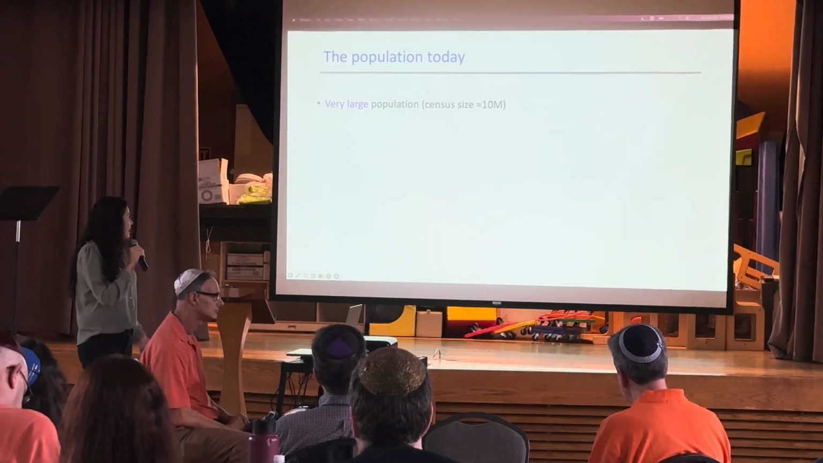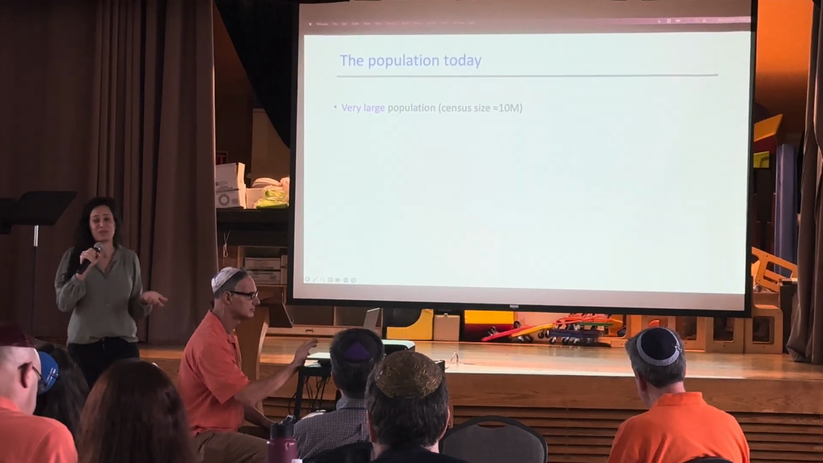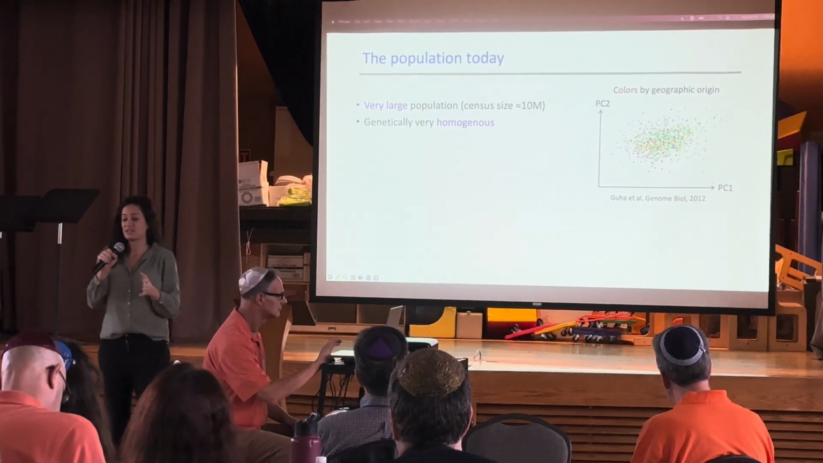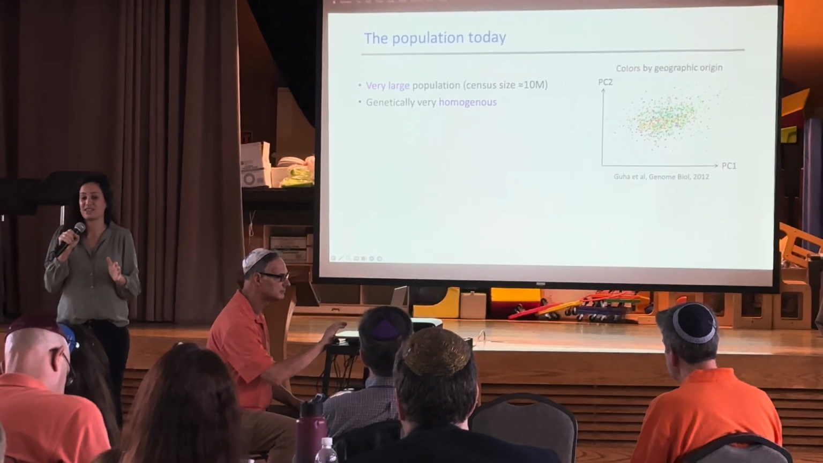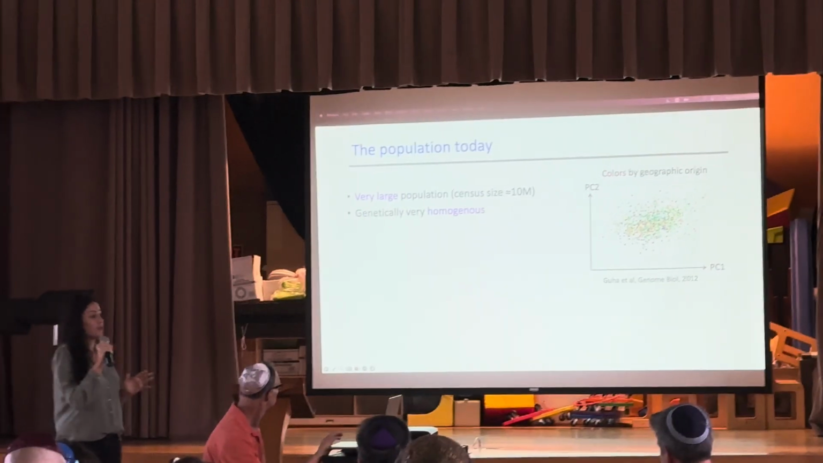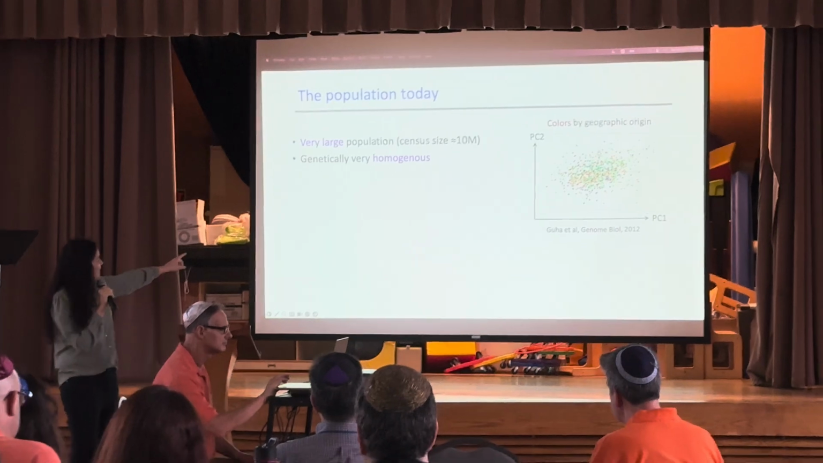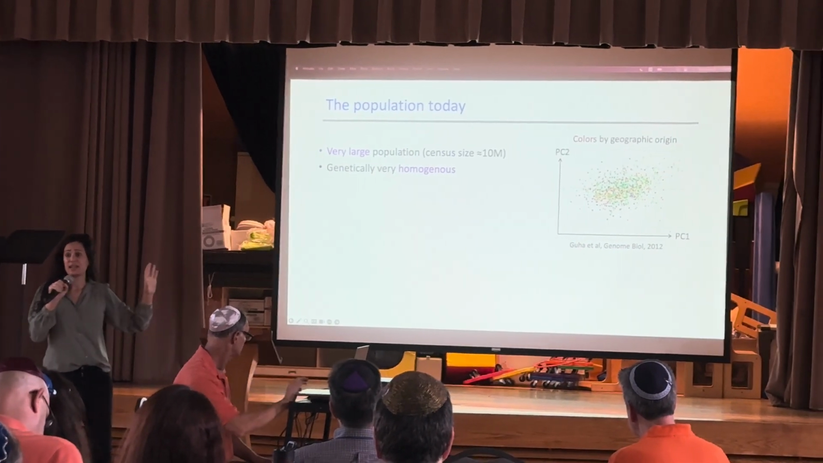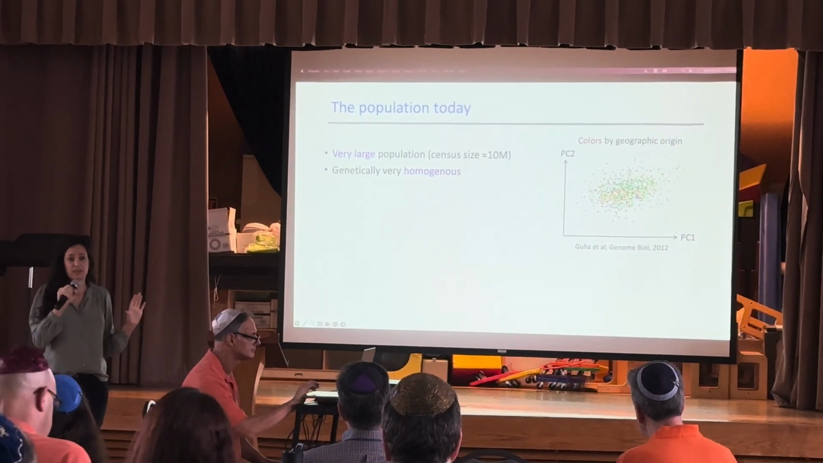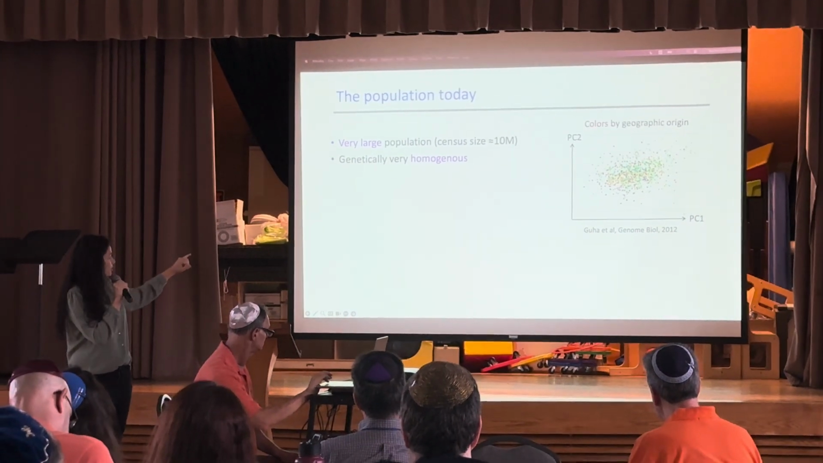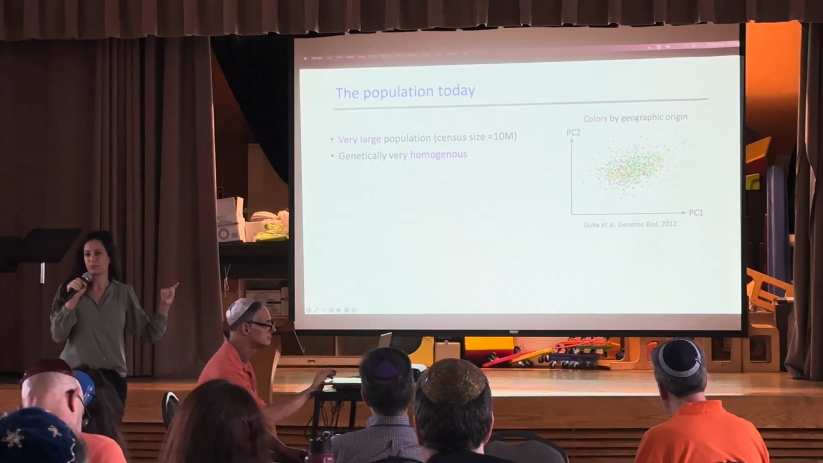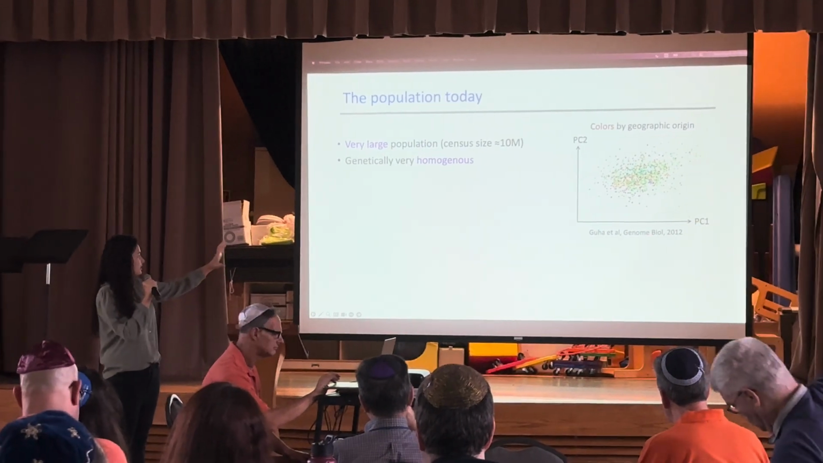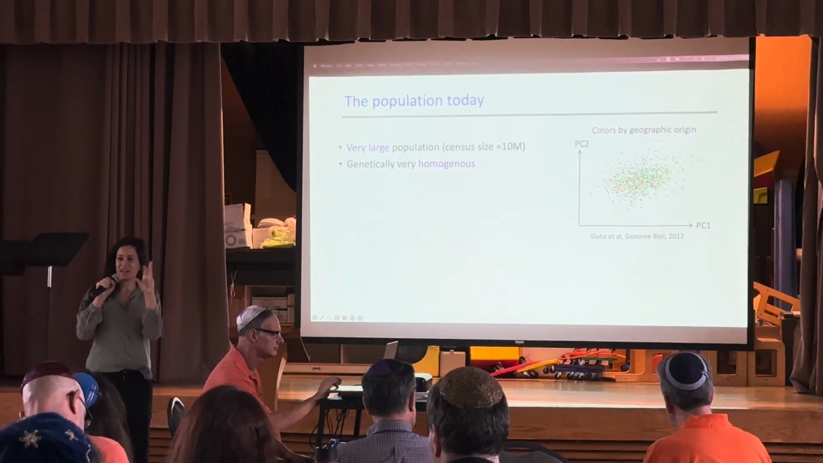Okay, and the population today is very large, around 10 million individuals, and as I said, it's genetically very, very homogeneous. It's very striking about the Ashkenazi Jewish population. So you can see here in the plot, this is a PCA, but this time only of Ashkenazi Jews, and they are colored by the country of origin in Europe. And you can see that regardless of the country of origin, they all created this uniform cloud.